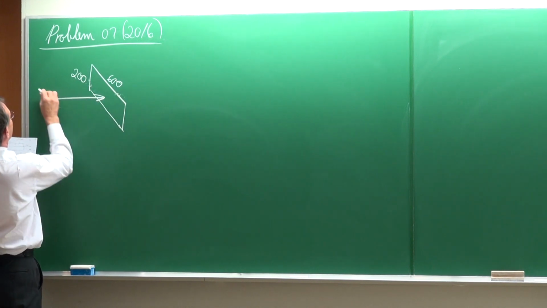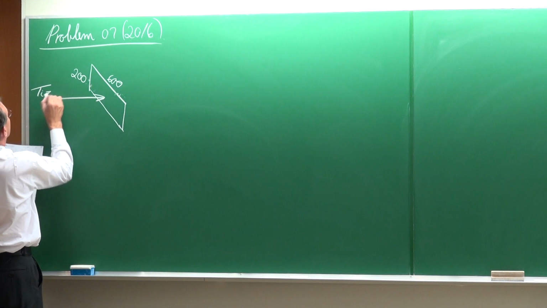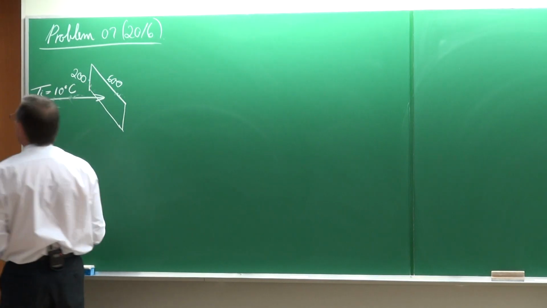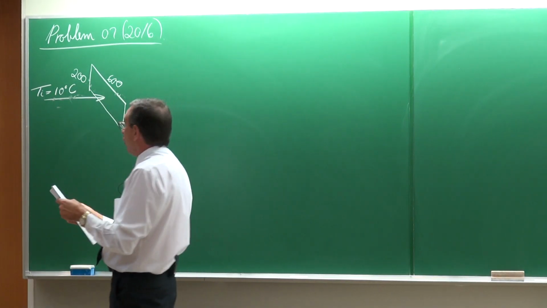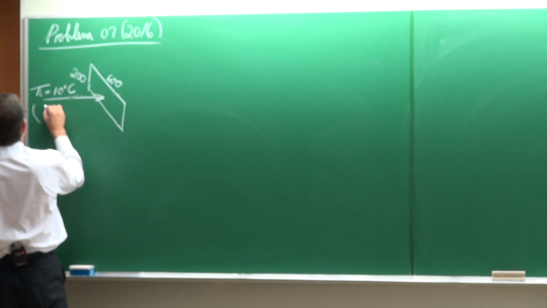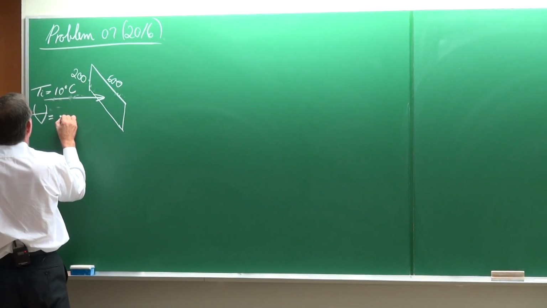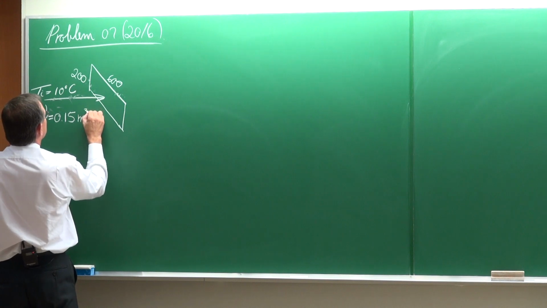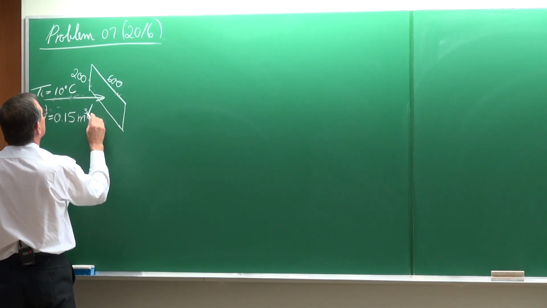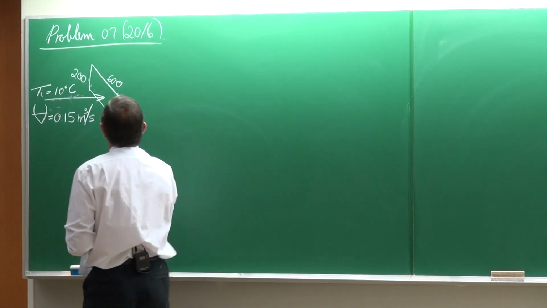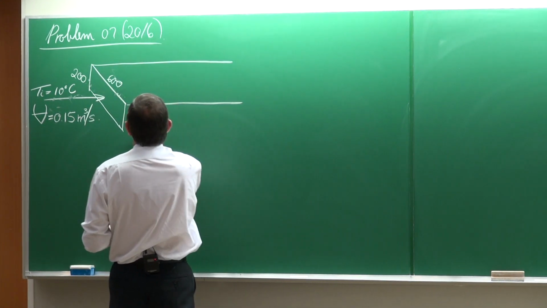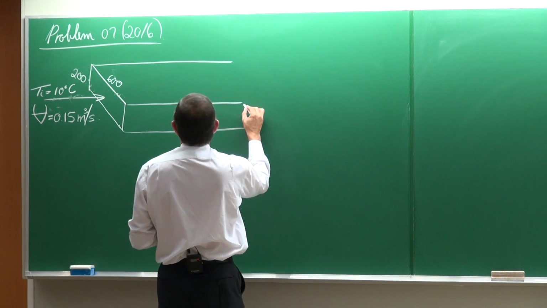Okay, and air that has been cooled to a temperature of 10 degrees Celsius is flowing through this duct, and the volume flow rate of the air is equal to 0.15 cubic meters per second. Okay. And this duct is 40 meters long. So it's a very long duct.